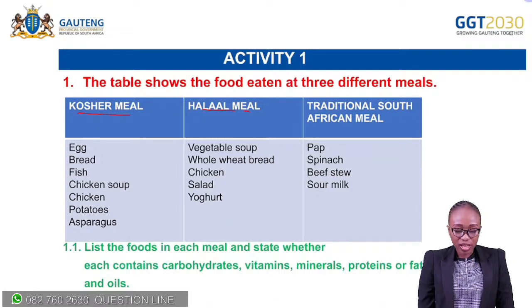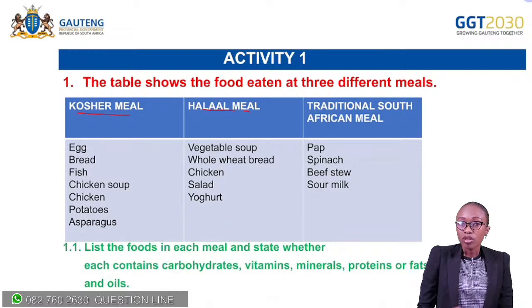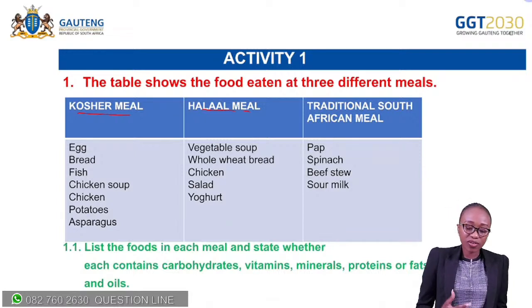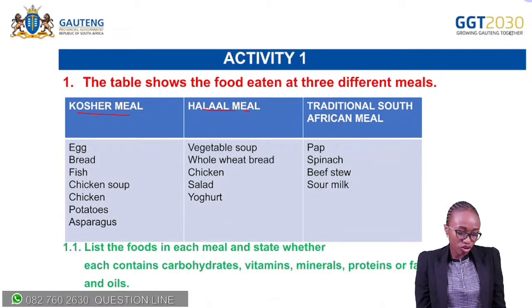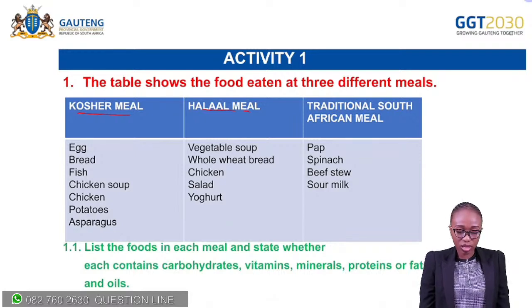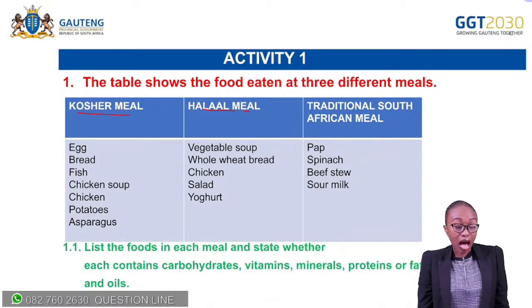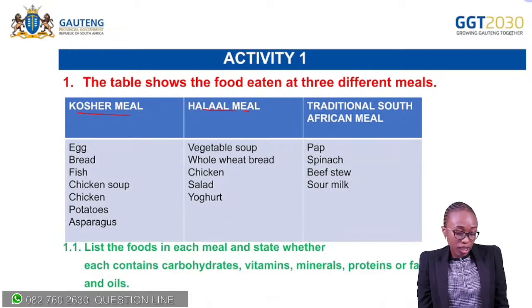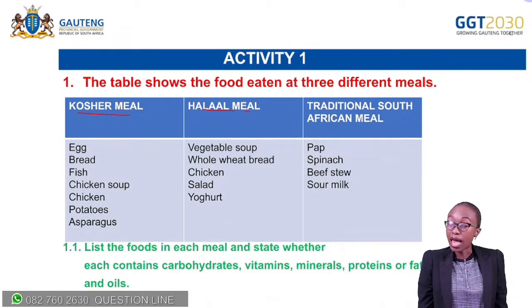The table shows the food eaten at different meals. So we had a kosher meal, a halal meal, and a traditional South African meal. So for the kosher meal, the group, let's hope it's a group of people, they were served egg, bread, fish, chicken soup, chicken, potatoes, and asparagus. And the halal meal had vegetable soup, whole wheat bread, chicken, salad, and yogurt. And the South African meal had pap, spinach, beef stew, and sour milk.